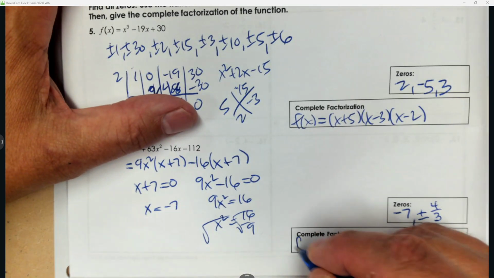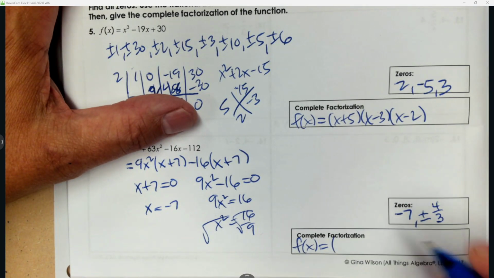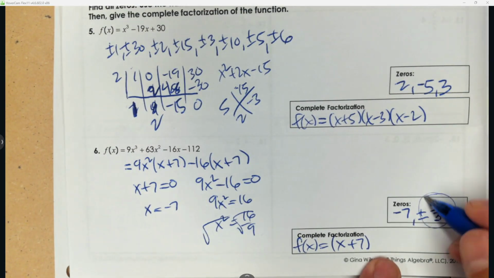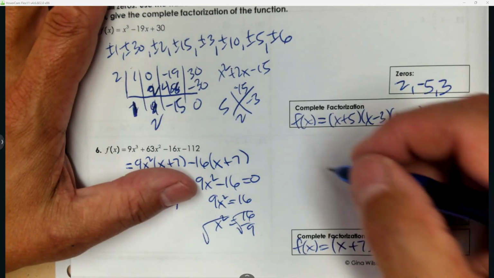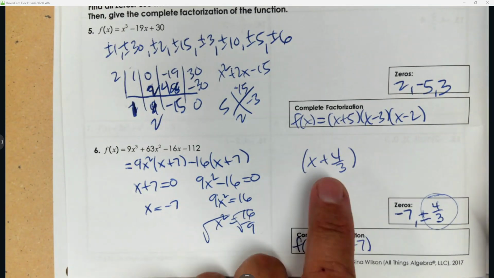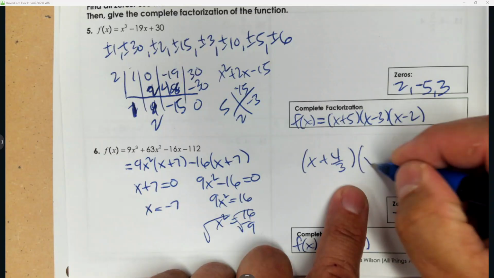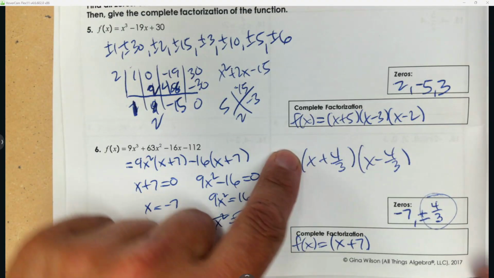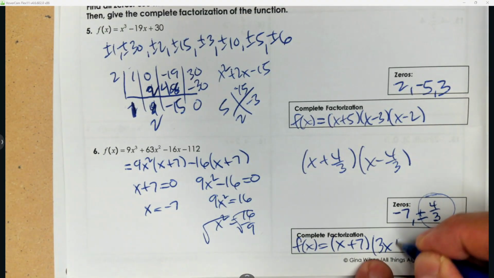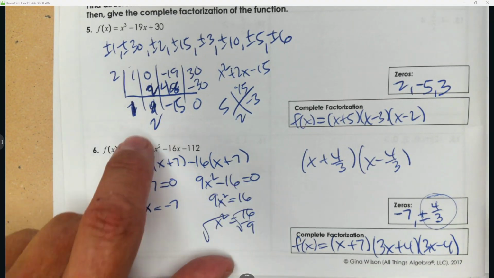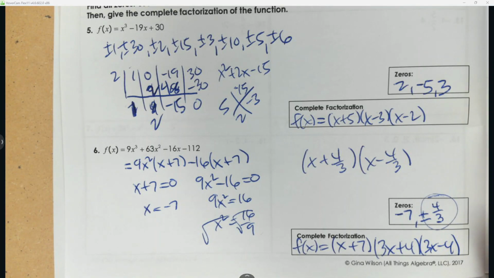Now, for the factorization, I have to think just a little bit. So this one's easy, that's x plus 7. But for this one, think of it like this, I need to slide the denominator. So instead of writing this and this, because one's positive and one negative, slide the denominator in front, and you would get 3x plus 4 and 3x minus 4. And now this would match this question. It's a little bit tricky.